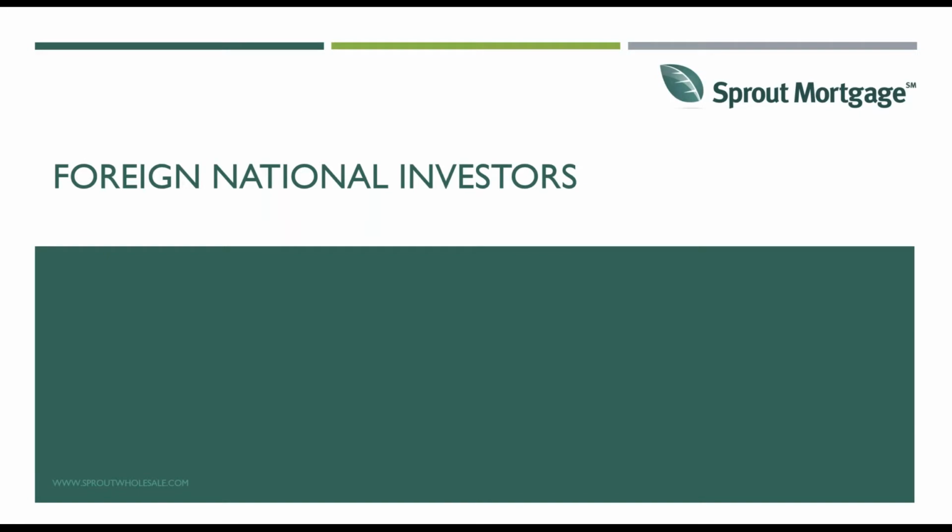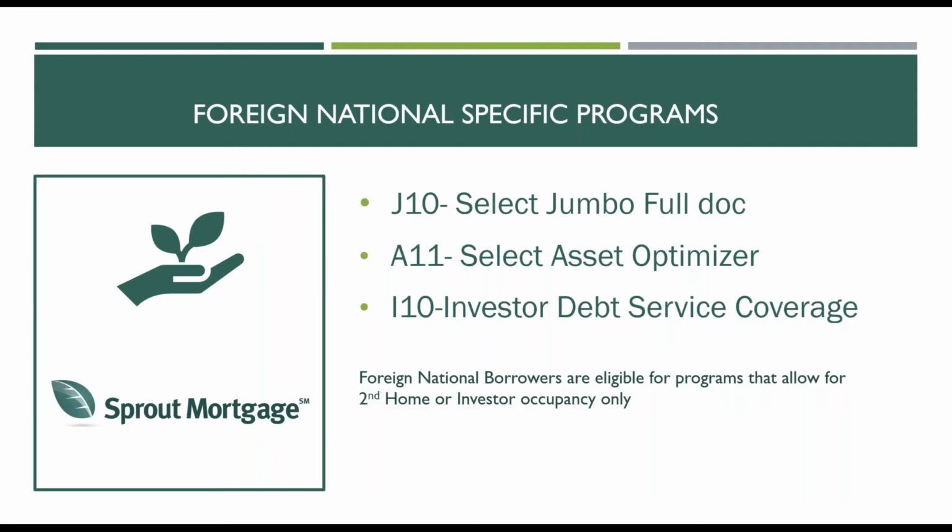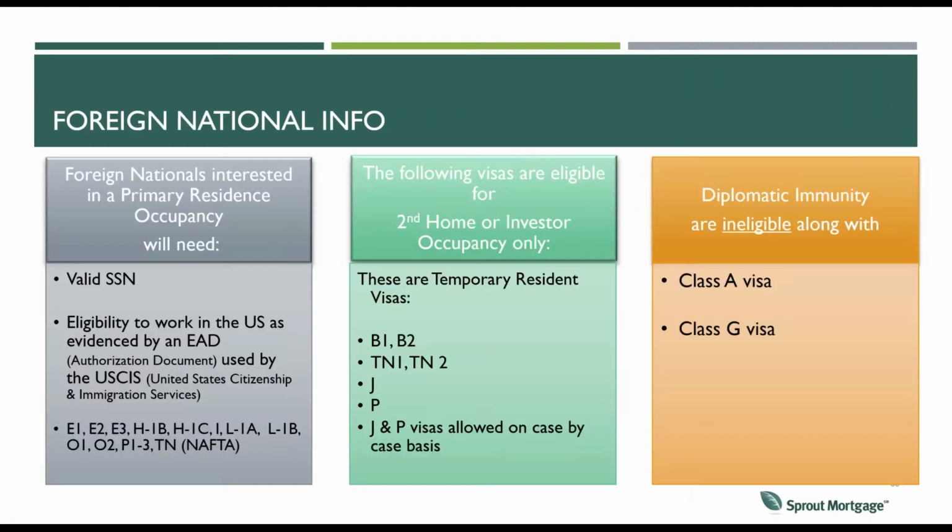Now for our foreign national investors. For the foreign national programs, we've gone over the programs already, the J10, A11, and I10. Just wanted to go over their eligibility requirements. So for the foreign national info, in the gray box, if they're interested in a primary residence, this is what they'll need: valid social security number, eligibility to work in the US, and then the visas listed there.